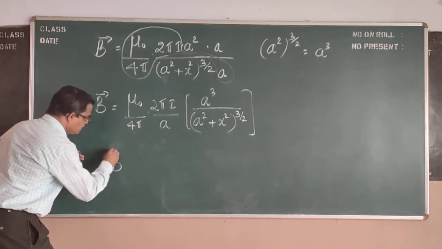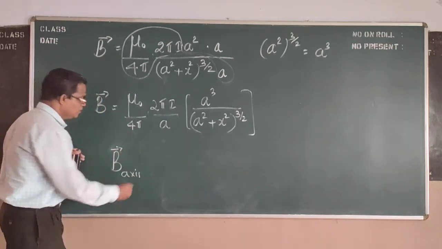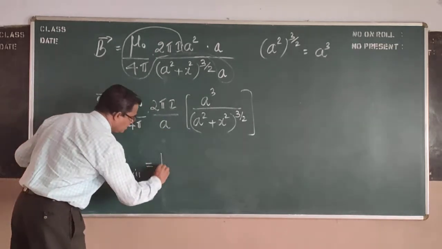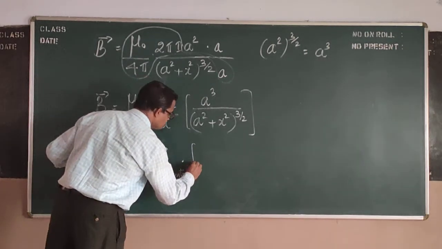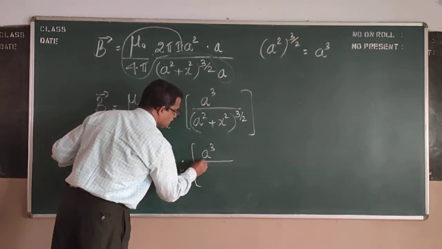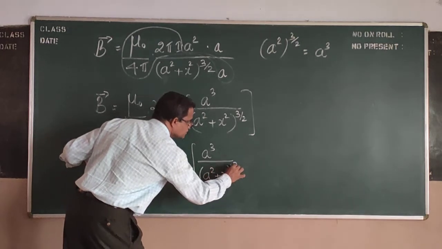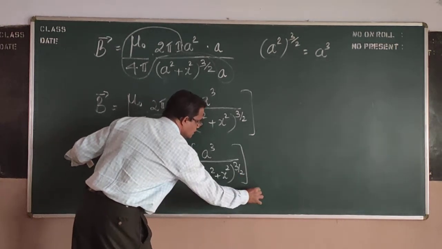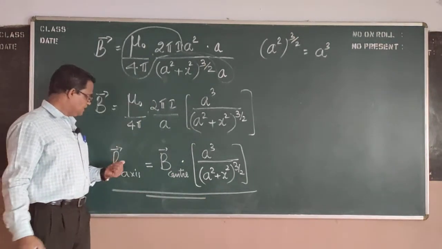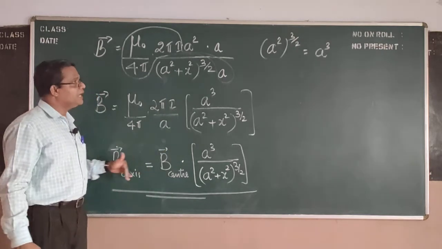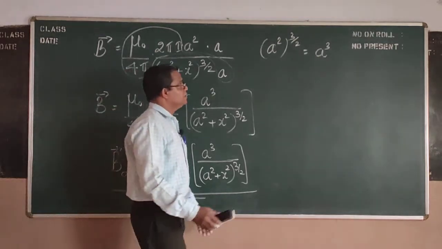And therefore, B on the axis, this is the axis field, will be equal to B at the center into a distance function, A cube divided by A square plus x square all raised to 3 by 2. Now this equation you can use for comparing the field at the center and the field on the axis. Clear? Okay.